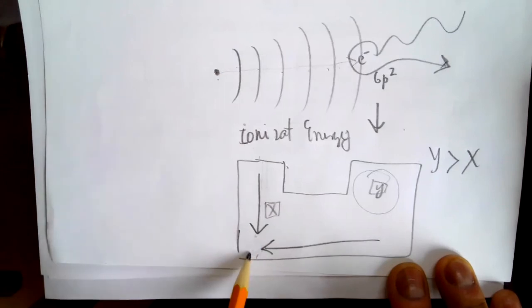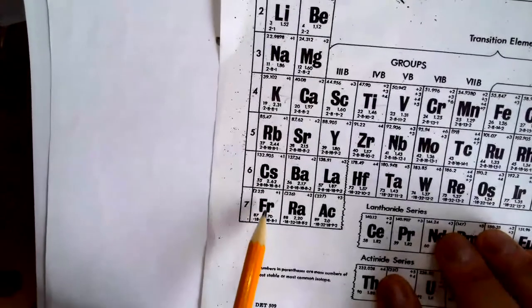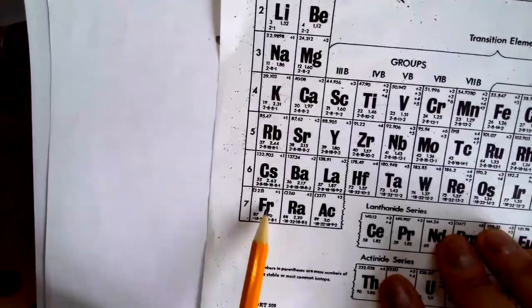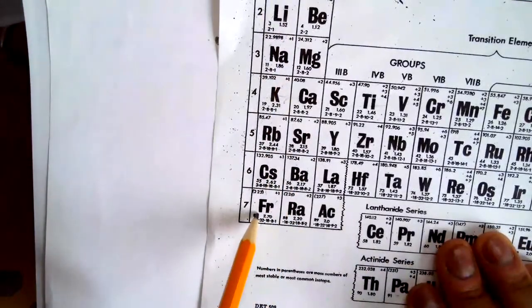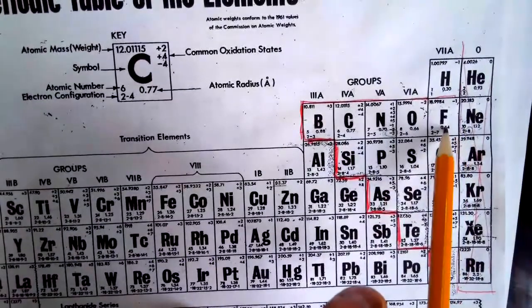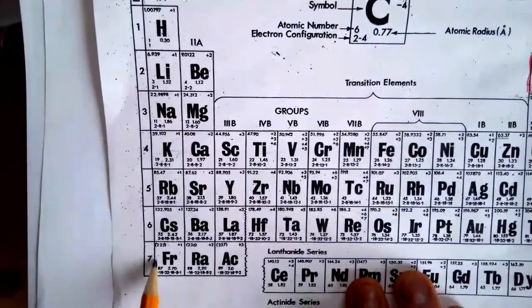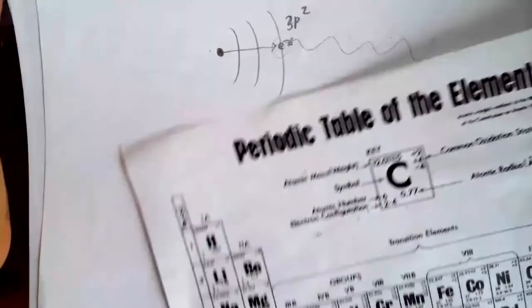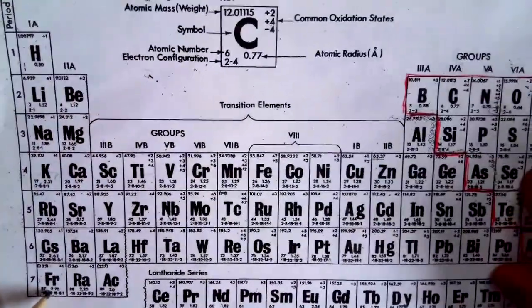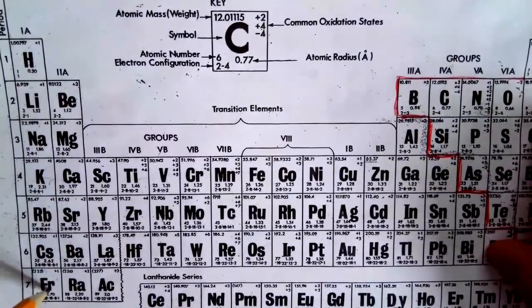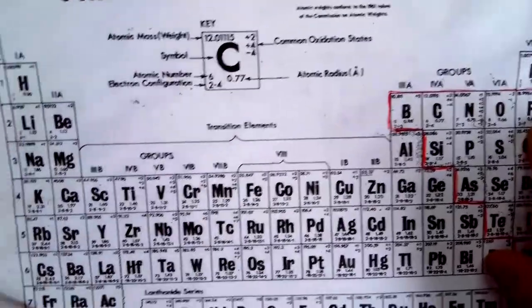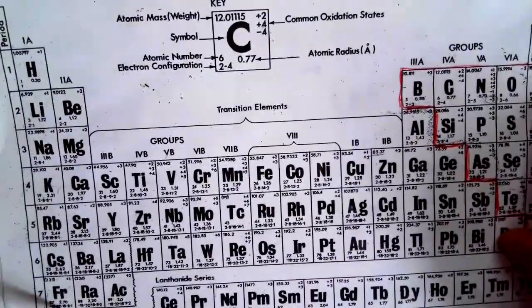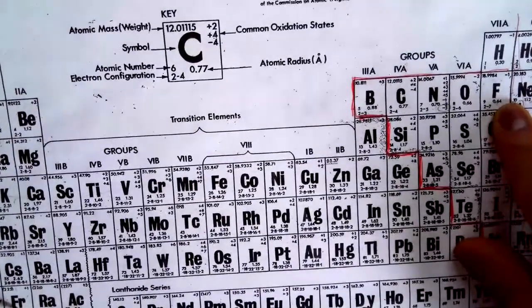So the closer you are here, that means that the easiest will be francium. Francium is all the way bottom, all the way left. So this one is easier than, let's say, fluorine. Fluorine is very difficult. Fluorine is never going to lose an electron compared to francium. And that's what makes these guys so reactive. Francium fluoride, right? The two opposite corners of the periodic table, definitely they will be very reactive, right?